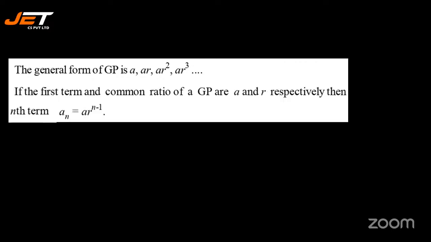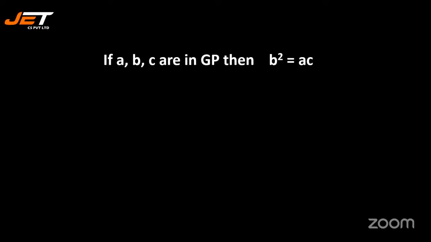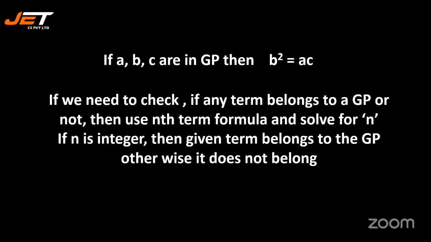If the first term and common ratio of a GP are a and r respectively, then the nth term will be an is equal to a r to the power n minus 1. If a, b, c are in GP, then b square is equal to ac. If we need to check if any term belongs to a GP or not, then use the nth term formula and solve for n. If n is an integer, then the given term belongs to the GP, otherwise it does not belong.